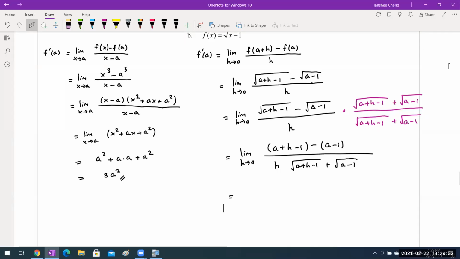So when we rationalize the numerator, we basically multiply by the conjugate factor, exactly the same except the operation now becomes positive right here, right? And multiplying the numerator and denominator. When you multiply the numerator, that's a difference of two squares. So the square and square root cancel. So I have a plus h minus 1 minus a minus 1.